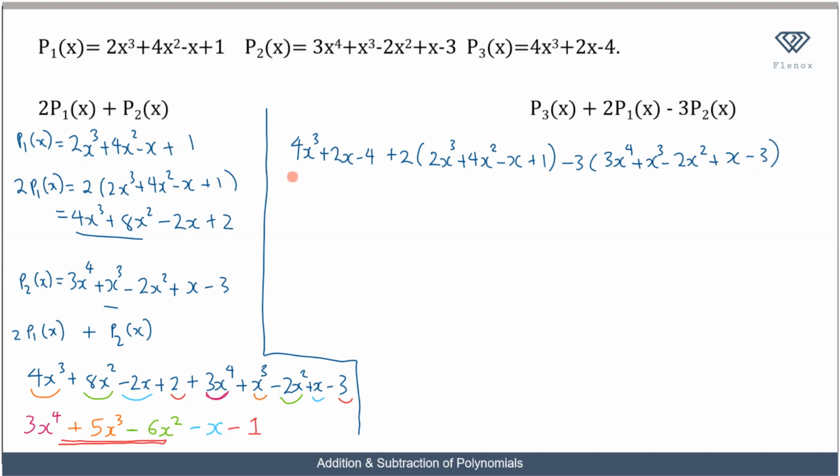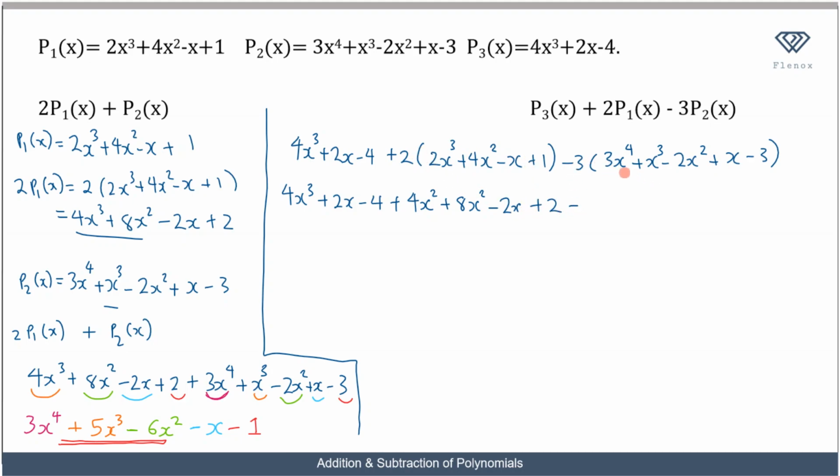So we start by expanding to have 4x raised power 3 plus 2x minus 4, then plus 2 times 2 will give me what? 4x squared. Then this times this will give me what? Plus 8x squared. This multiplied by this gives me minus 2x, and this multiplied by this gives me plus 2.